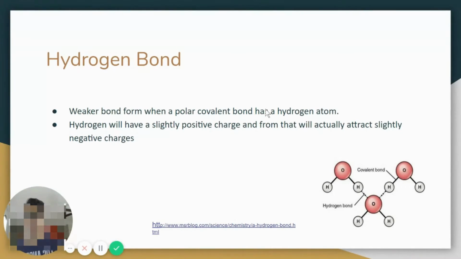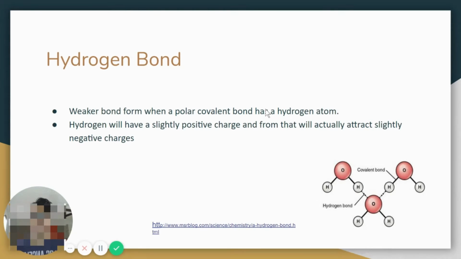Now, hydrogen bond is actually a subcategory of a covalent bond. It's a weaker form of polar covalent bond when a hydrogen atom is present in the bond. And the best example I can give of that is water. So in water molecules, which we know is H2O, two hydrogen atoms and one oxygen atom, in this bond the two hydrogen atoms become slightly positively charged, and the oxygen becomes slightly negatively charged.